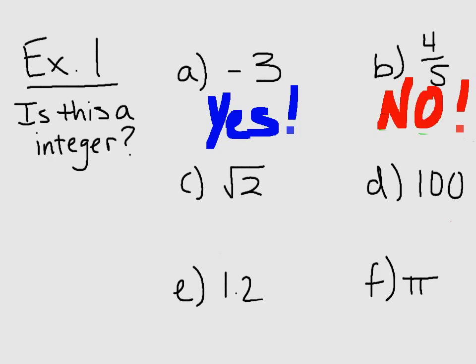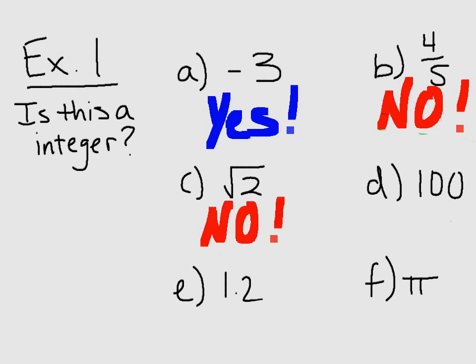What about letter C? Square root of 2 is decimal, so it's not. Square root of 1 is 1. Now, if we had square root of 1, then you would be correct. Yes, it is. But in this case, no. Okay? What about letter D?